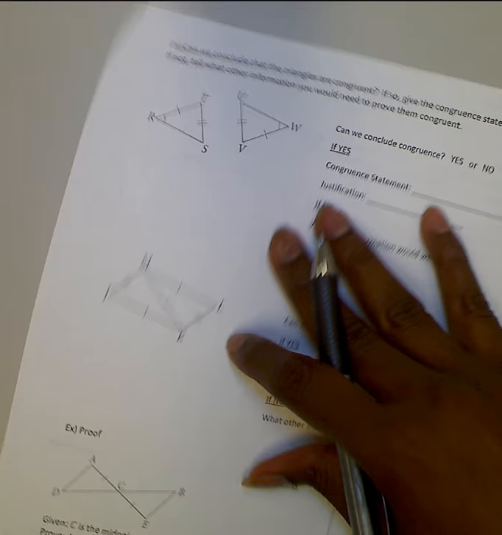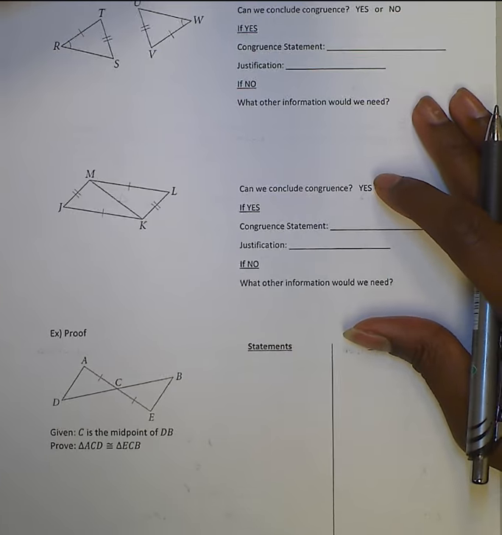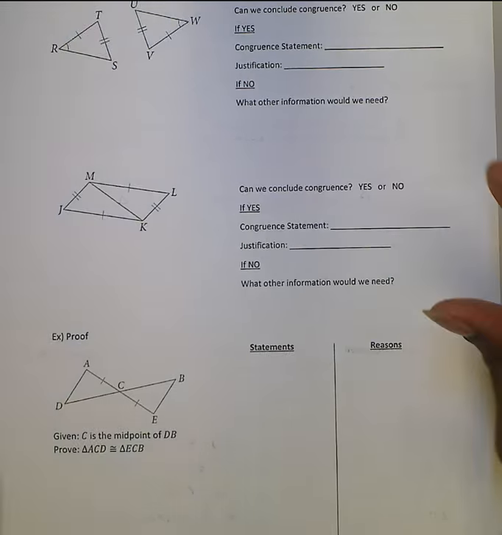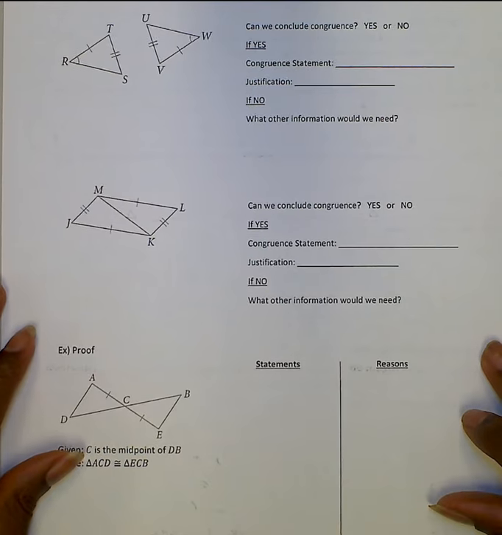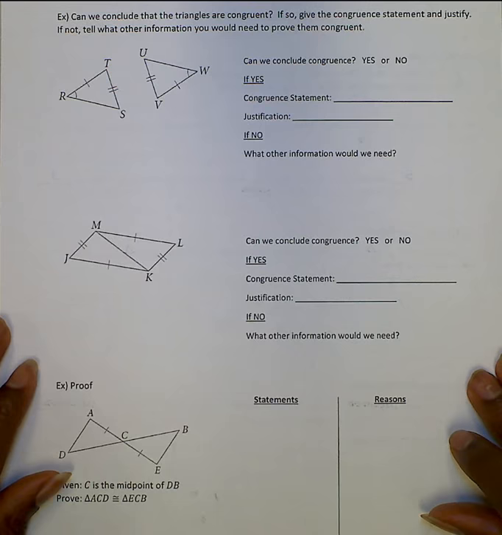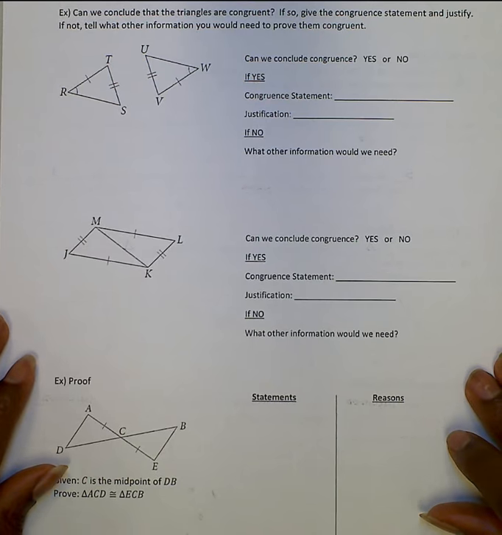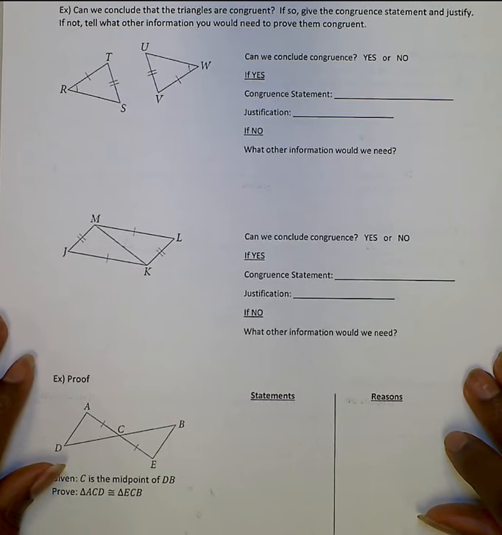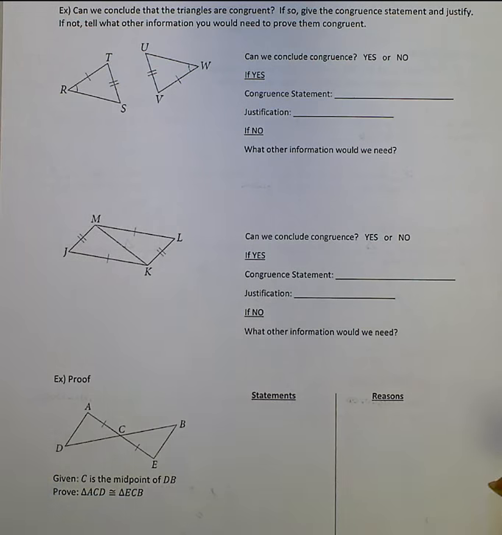Flipping to the back, let's use some of this. Can we conclude that the triangles are congruent? If so, give the congruent statement and justify. If not, tell what other information you need to prove that they're congruent. So we just have 2 shortcuts that we talked about, side, side, side and side angle side. That's what we'll focus on in this video.